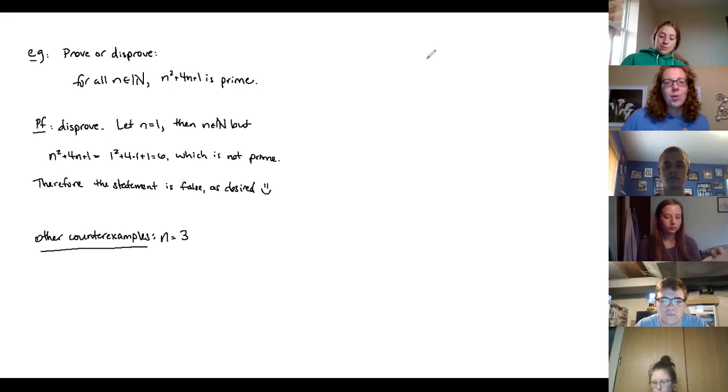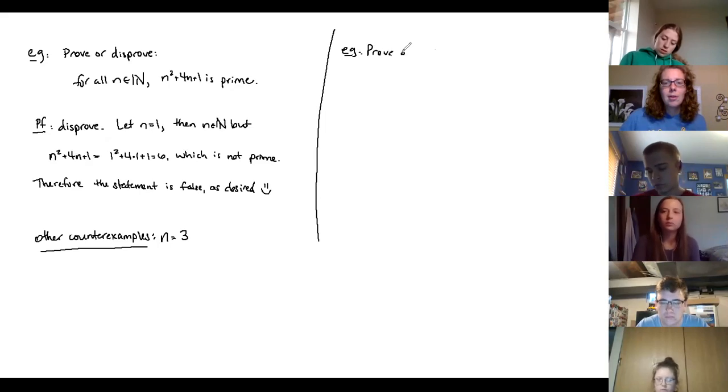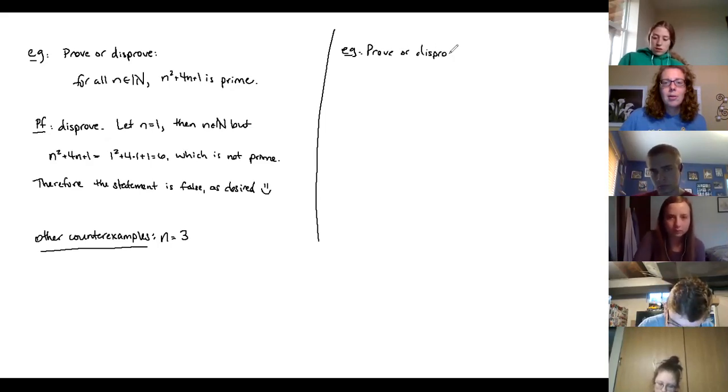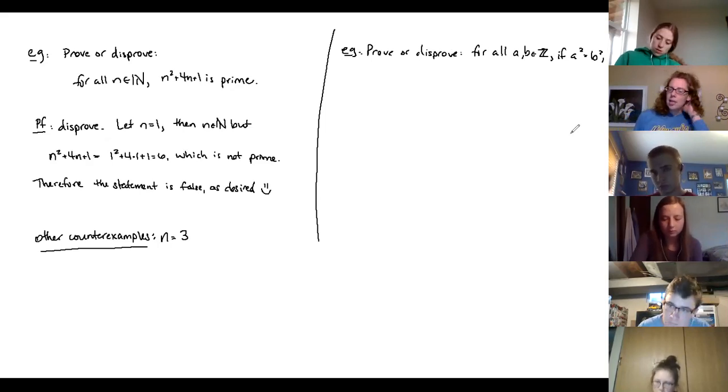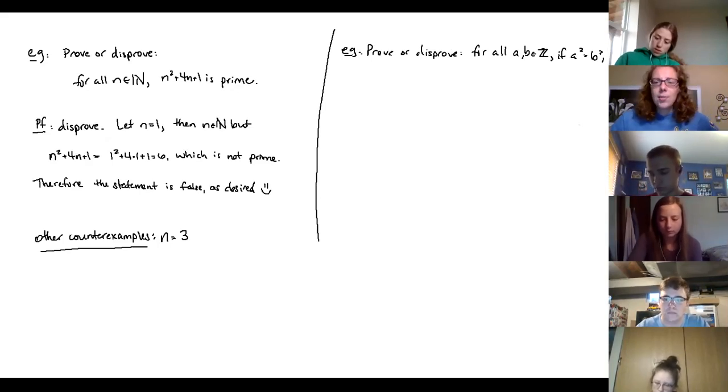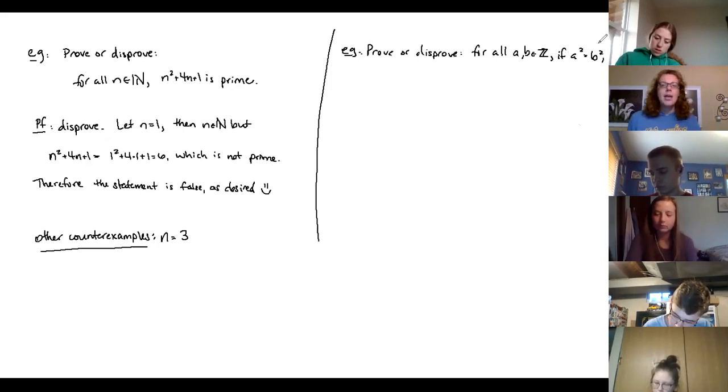So how about this one? For example, prove or disprove. For all a and b living in the integers, if a squared equals b squared, then a equals b. Sorry, my squareds are a little messy here. If a squared equals b squared, then a equals b.